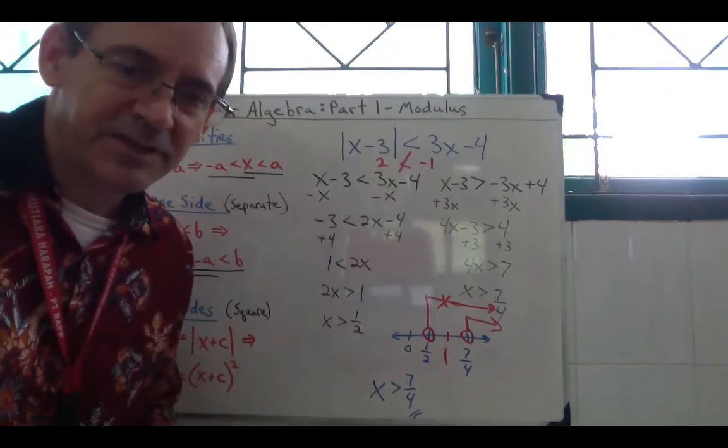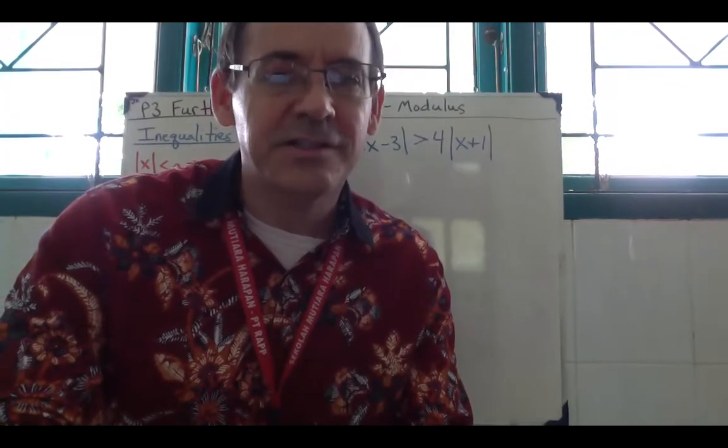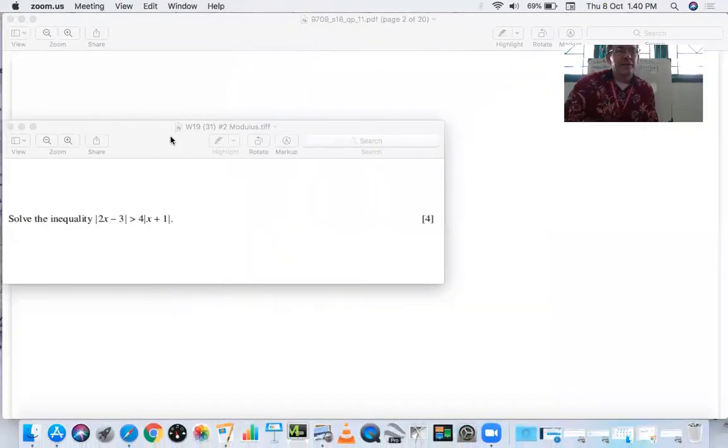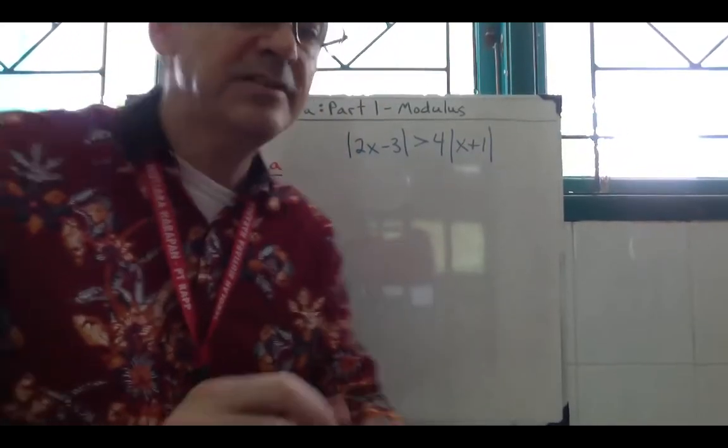Okay, so let me set up the second question. For our second question, let me let you read it here so you can see the code if you want. Solve the inequality: the absolute value of 2x minus 3 is greater than 4 times the absolute value of x plus 1. So let's go back to the board. I have it written already for us.